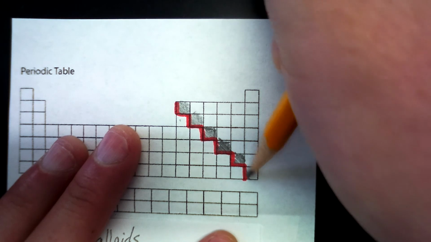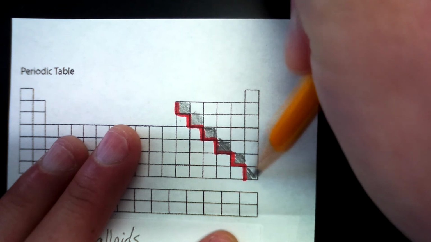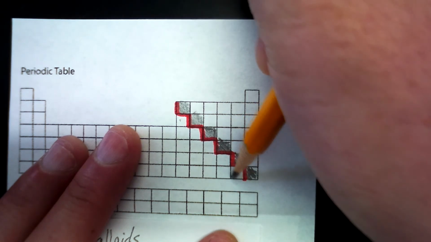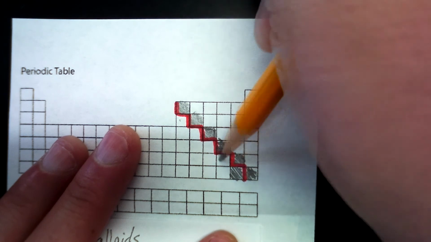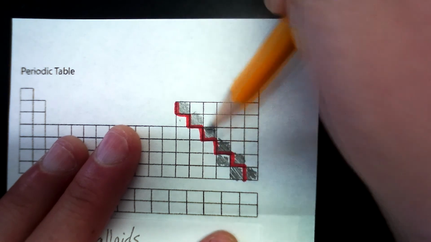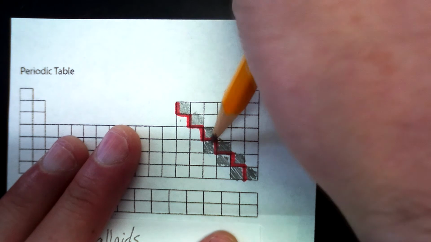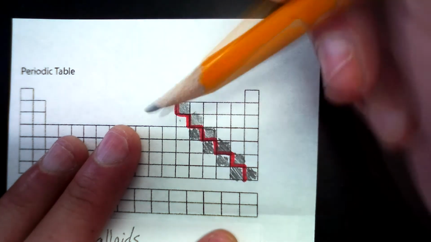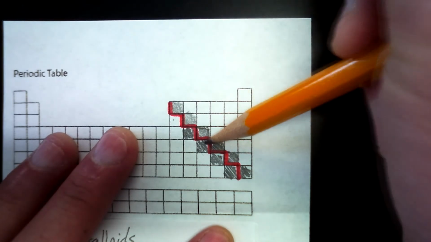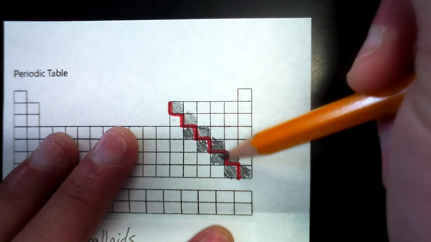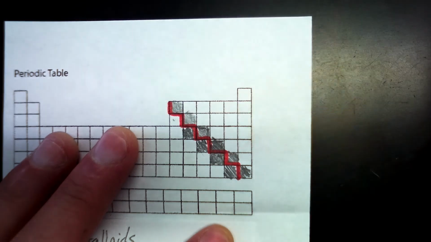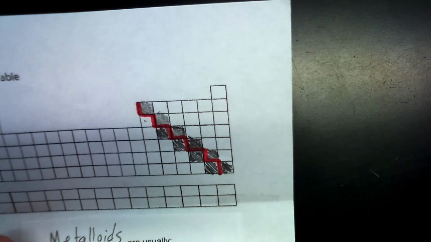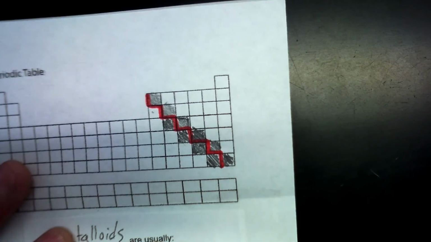Like for example, polonium is considered a metal by many scientists. So it's not exactly universally agreed upon with all scientists. But for the purpose of my class, we're going to say that all of them that touch the stairs except aluminum are metalloids. Okay, so there's your metalloids. Last thing we need to do is get this glued into our IMBs.